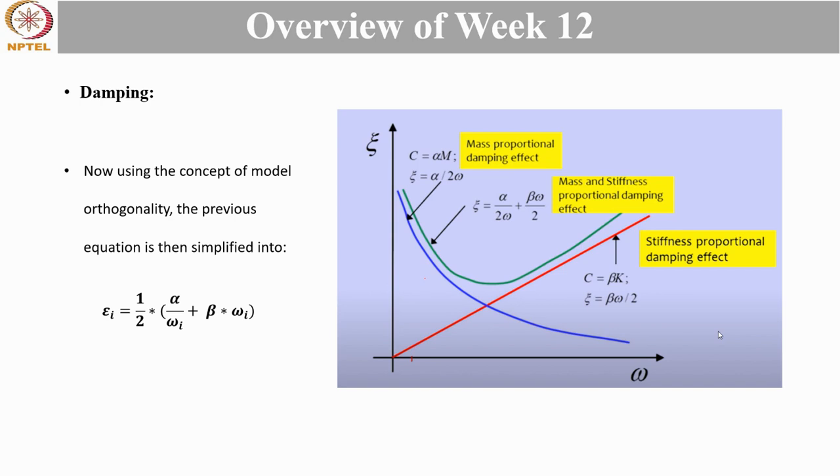Now, using the concept of modal orthogonality, the previous equation is simplified, and thus we obtain a final relationship between damping coefficient and natural frequency of the system. Now, in the graph, we see the net effect of frequency change on damping. So, with changing frequency, damping can either increase or decrease. So, it depends critically upon the frequency.